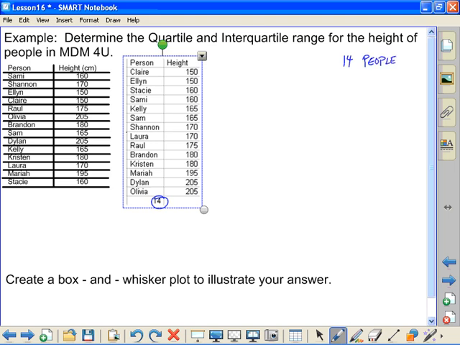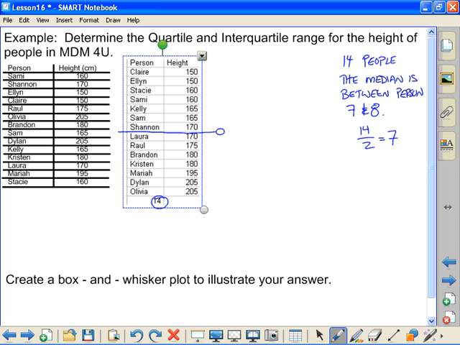So I'm just going to do the rough work off to the side. That means that the median is between person 7 and 8. Okay, we cut this in half. It divides evenly. 14 divided by 2 is 7. So that means there's got to be 7 people above the median and 7 people below. So 1, 2, 3, 4, 5, 6, 7. So Shannon and Laura are on either side of our median.